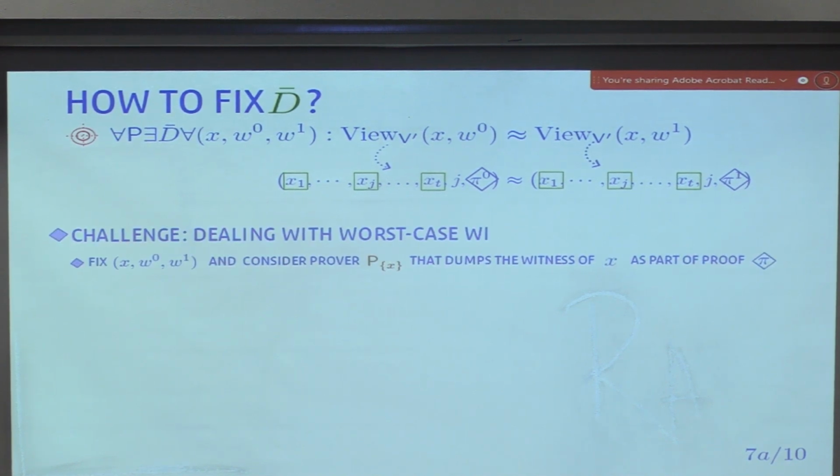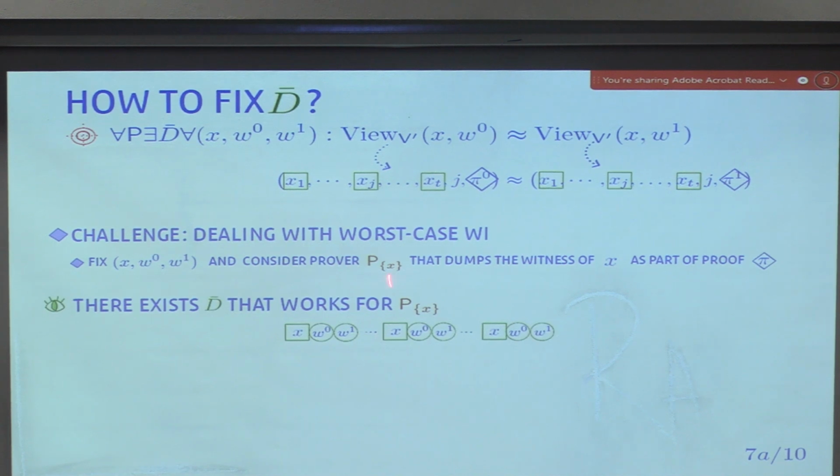If you stare at it for a bit, the challenge is dealing with worst case WI. You want to show that for every P there exists a D. But what could happen is that there are pathological provers which have these instances embedded, and when the prover sees this hard-coded instance, it could just spit out the witnesses, and you don't have WI. When you stare at it at first, it seems like there is no hope, but if you stare at it a bit more, you'll see that if you fix the pathological prover, then there exists a distribution.